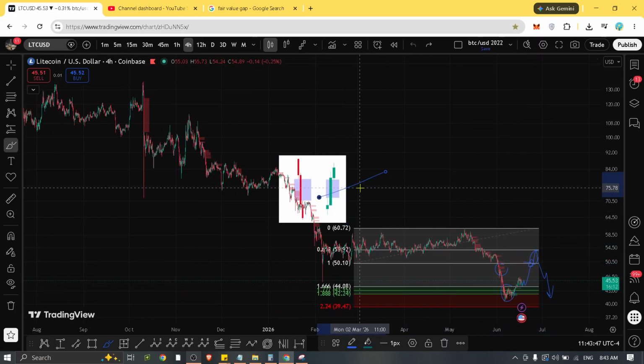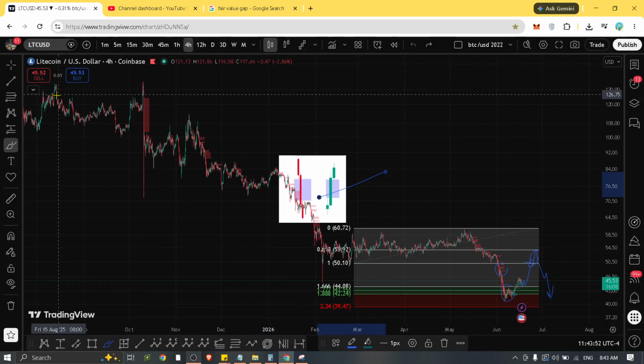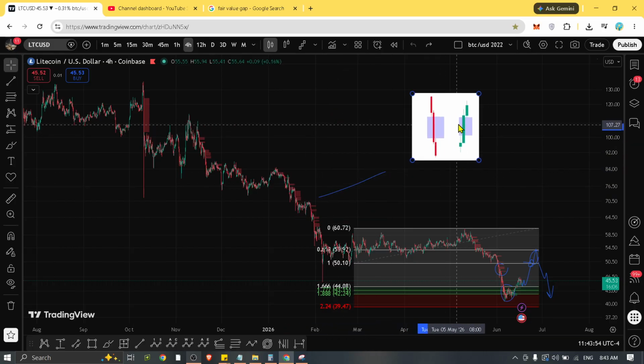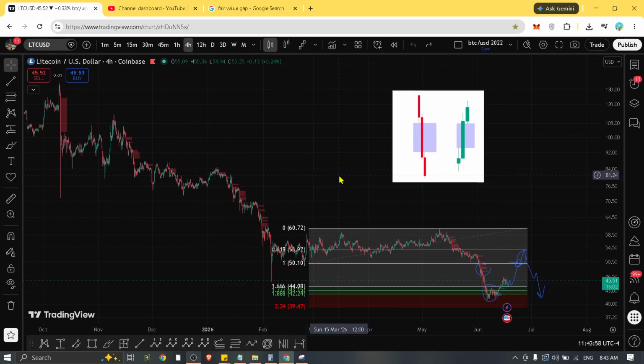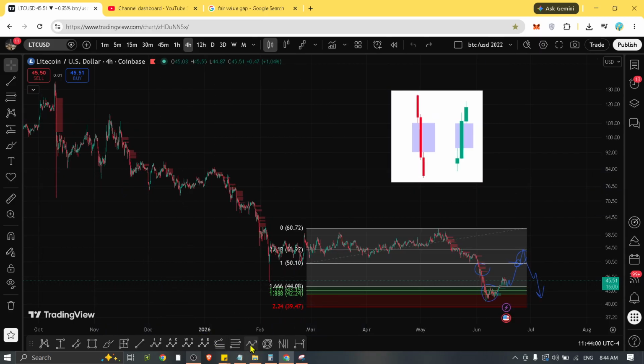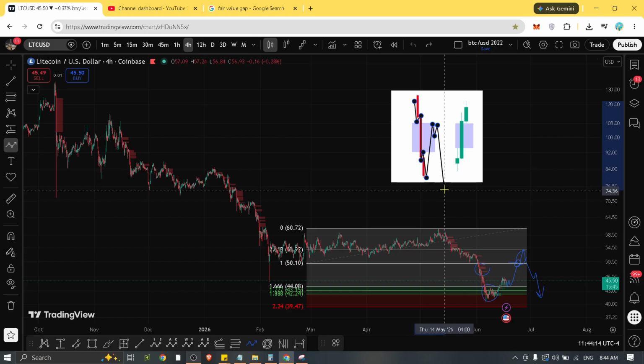Now, in most simple terms, the way these fair value gaps work, all we're seeing is we have a major pullback. We have an open gap right over here. Market tends to go back to that support level or demand zone, fill it, and then it tends to go for a continuation pullback. All right.